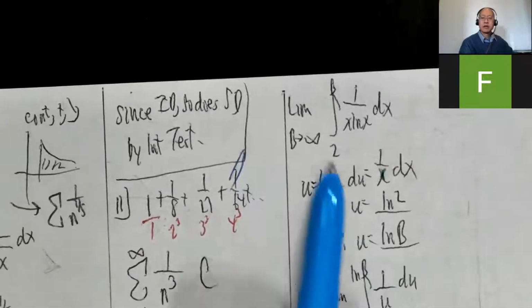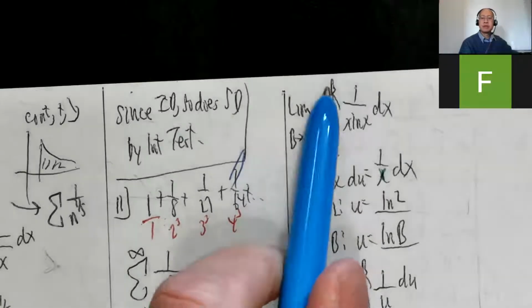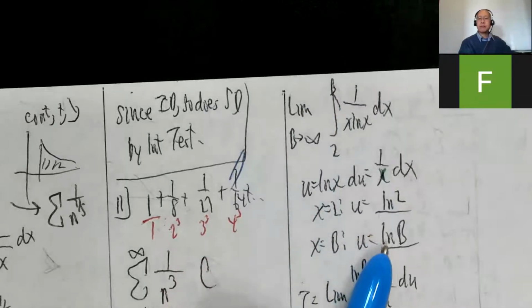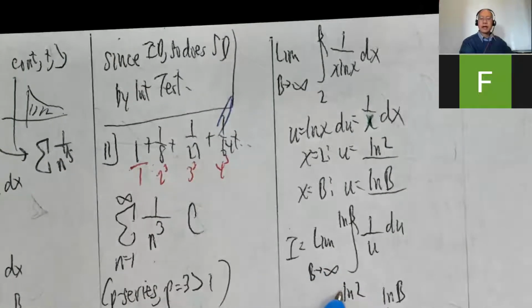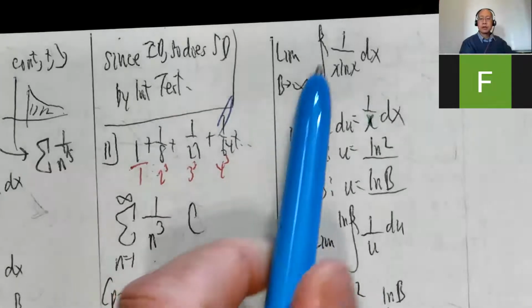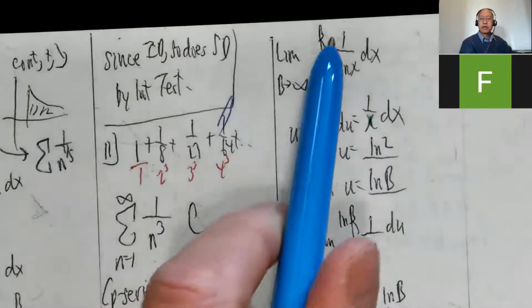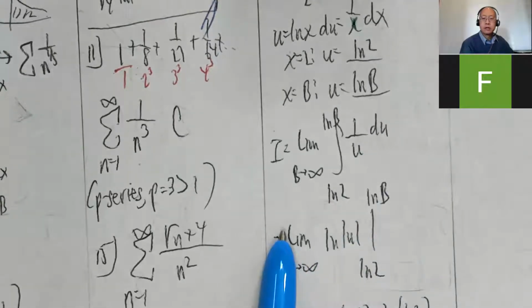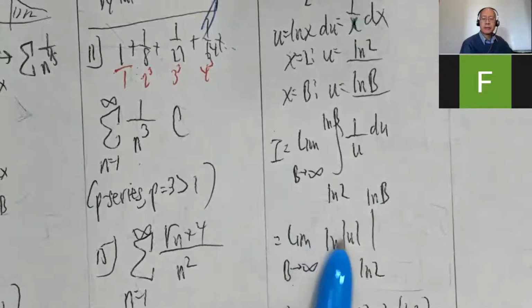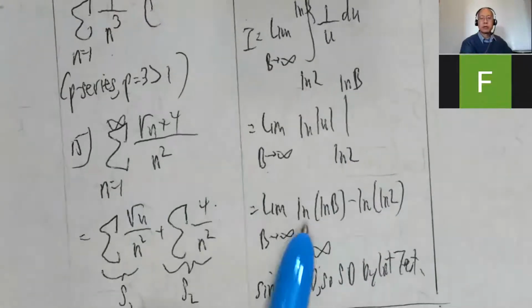Change the limits. x is 2, u is ln 2. x is b, u equals natural log of b. So my new integral is the limit as b approaches infinity. I'm now going from natural log of 2 to natural log of b. I have 1 over ln x, that's 1 over u. And then 1 over x dx is my du. So limit b approaching infinity, ln absolute value of u, going from ln 2 to ln b.